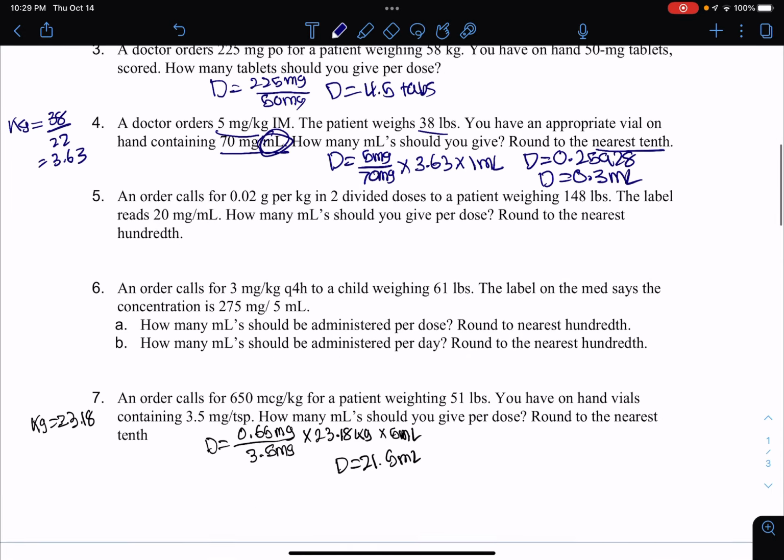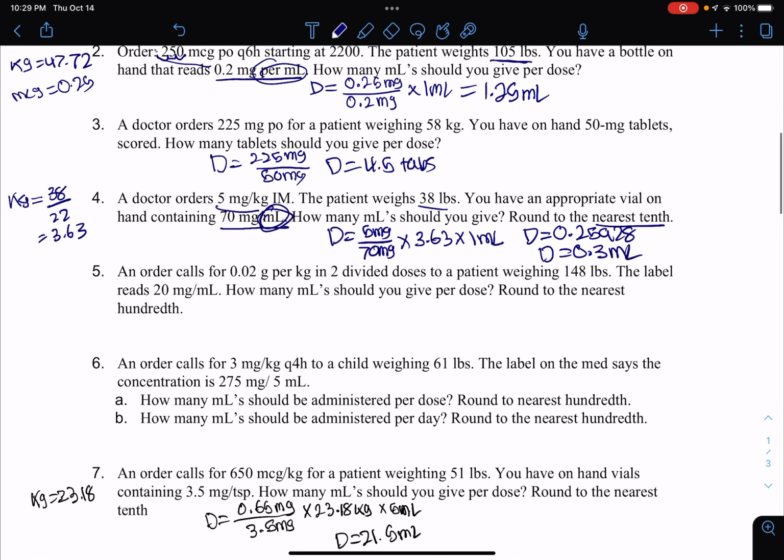Wait a minute. 50 milligrams per kilogram. Did I screw something up again? Oh my god. Yep, I just made a simple error. That's not 3.63. Apparently I just have clumsy fat thumbs tonight. It actually comes out to be 17.27.